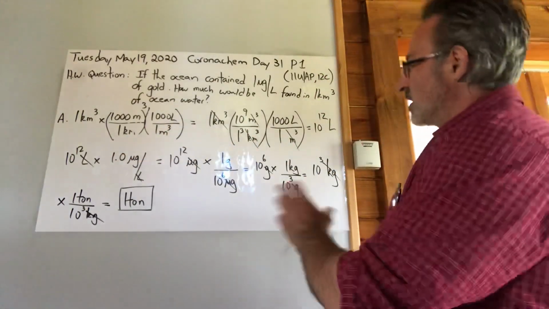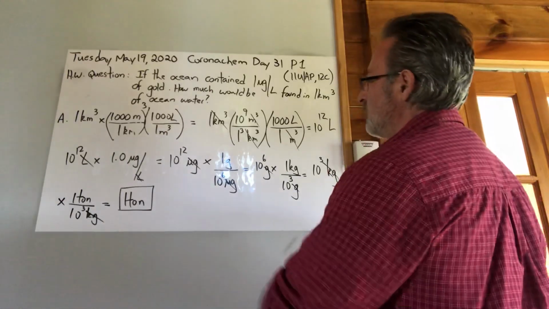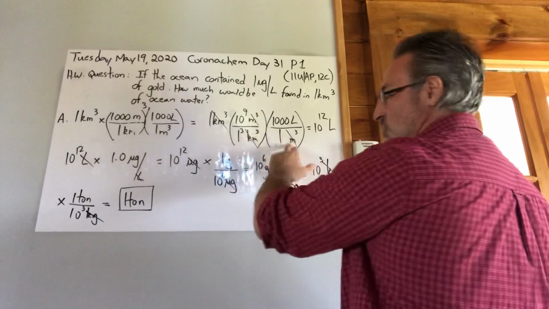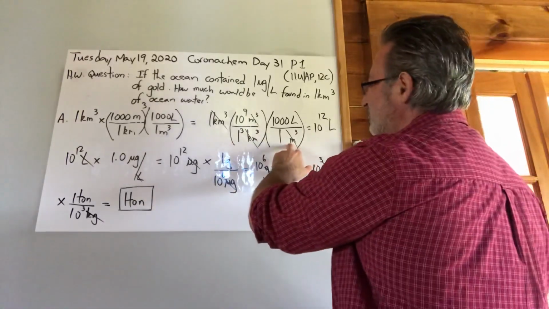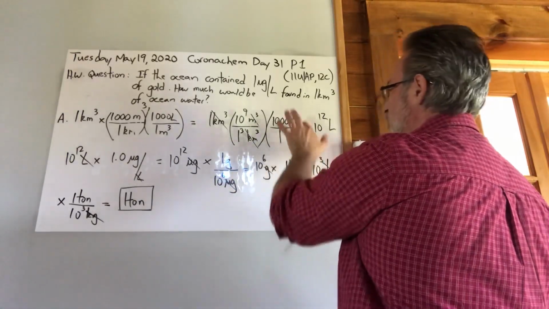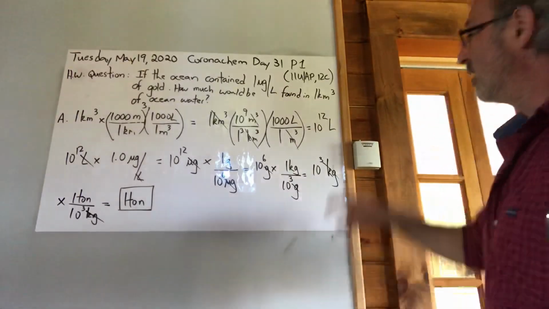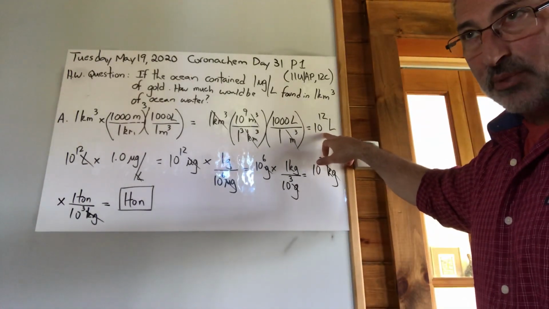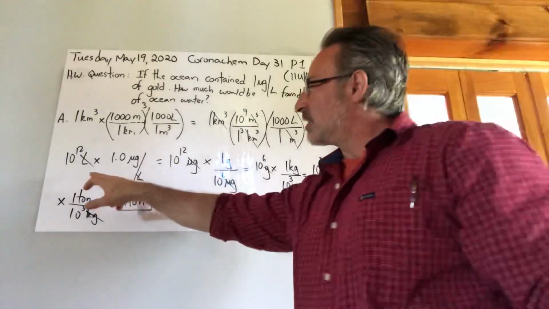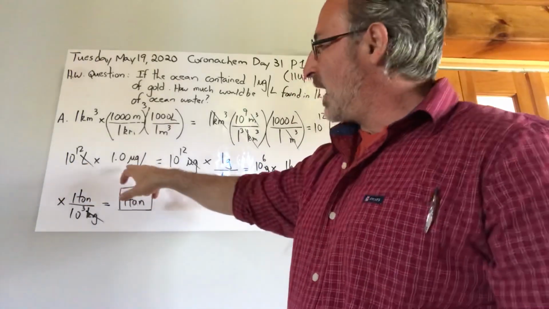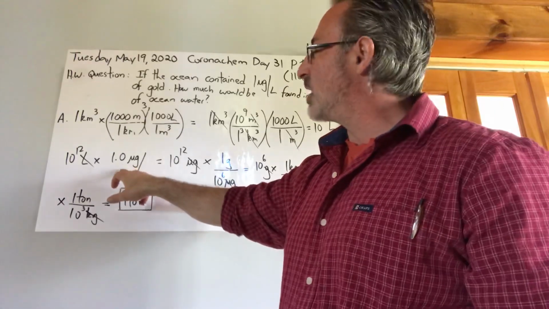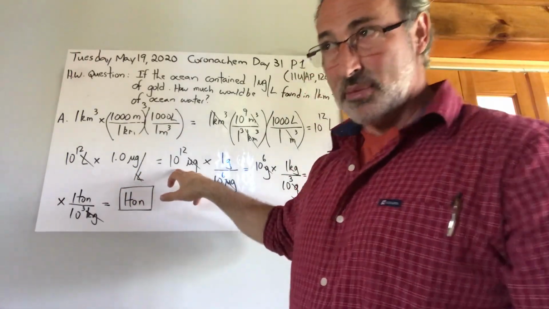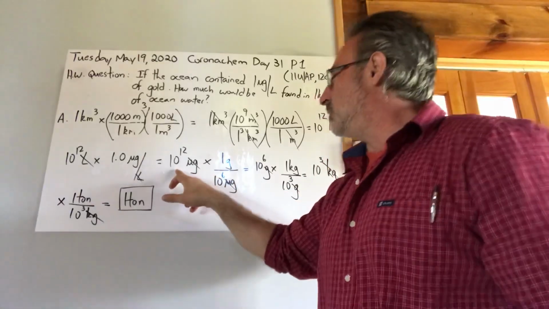So once everything is raised to the correct power, you can eliminate a lot of things. You can eliminate kilometers cubed, eliminate meters cubed. You're left with an answer in liters. So a kilometer cubed of water is 1 trillion liters of water, 10 to the power of 12. If you take 1 trillion liters of water and their content of gold is 1 microgram per liter, you'll have 1 trillion micrograms of gold.